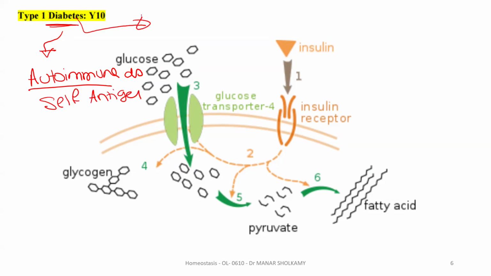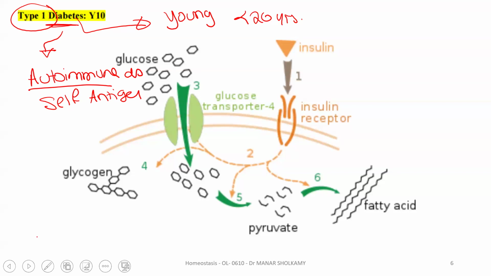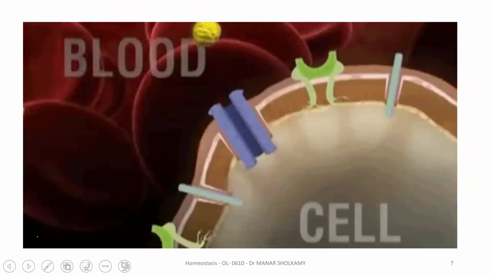Now, diabetes is of two types: diabetes type 1 and diabetes type 2. I'm not going to discuss diabetes type 2 because it is not in the syllabus and I will not waste time on it. The only type of diabetes that you are requested to know is diabetes type 1. This is the diabetes that happens in young people. It appears below the age of 20 years. Now, what happens in normal situations, we have to understand so that we know what happens in diabetes.